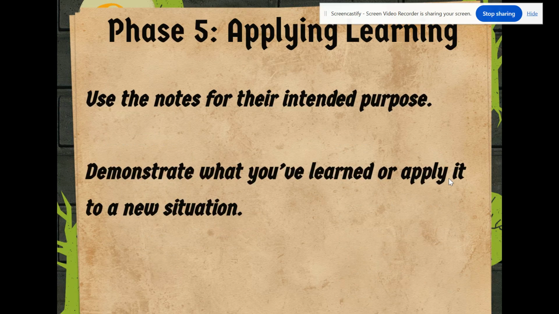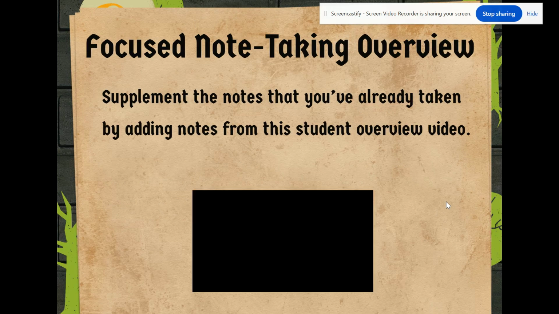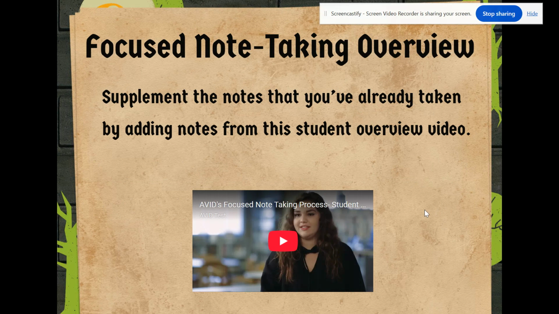Phase 5 is going to be apply your learning. So use the notes for their intended purpose. Your teacher didn't just give you these notes for you to take and throw out the window. They're there because they want you to know this information for an upcoming test or for the content that you are doing in your class. Okay, so you're going to demonstrate what you've learned or apply it in a new situation. So this might mean that you're taking a test. You're going to take what you've learned, and now you're going to do well on that test because you've gone through your notes. Okay? All right, so now you're going to watch a video.